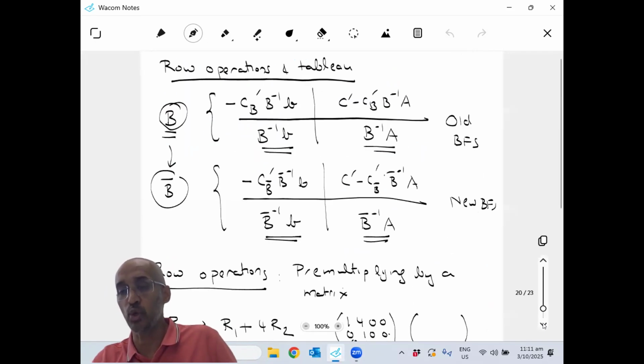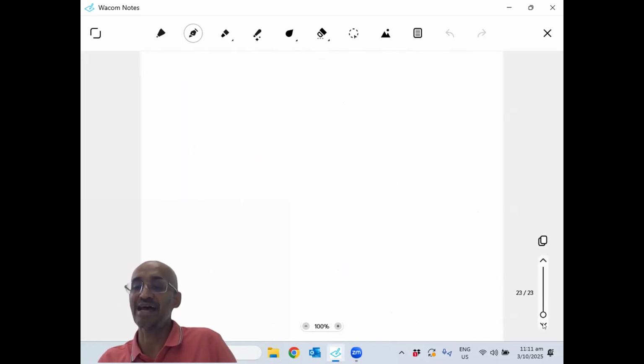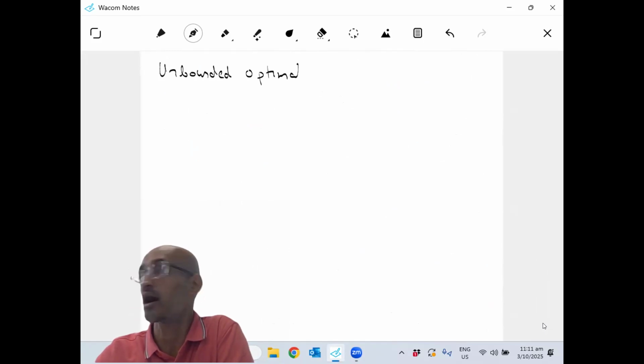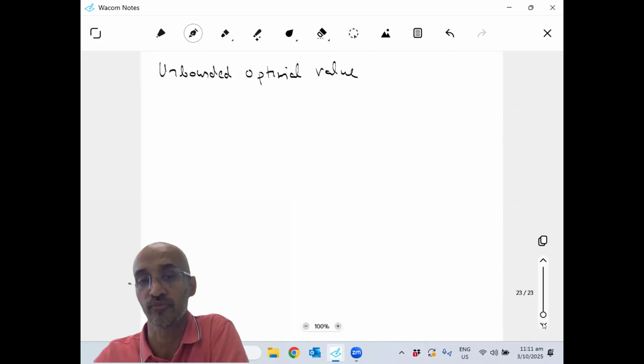Now, of course, we know in simplex we can have unbounded optimal values. So how does the simplex method identify if an LP has an unbounded optimal value? How do you know this?